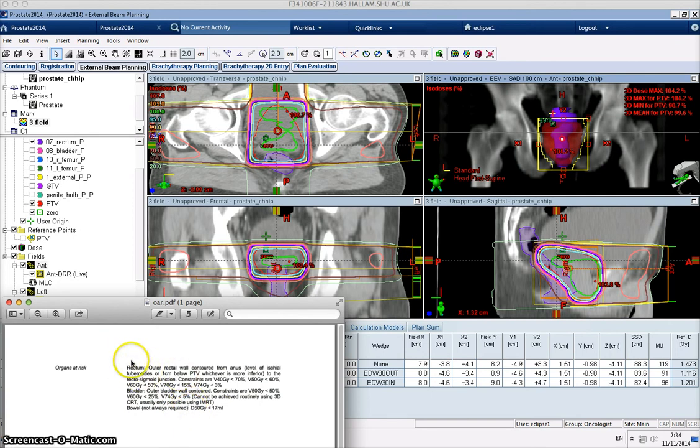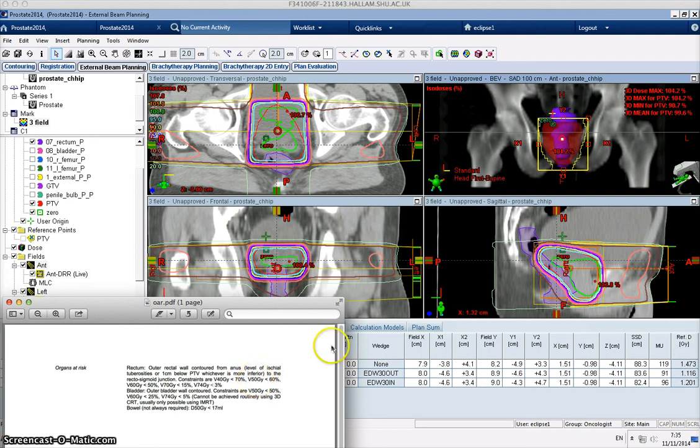Quite importantly, I think this is a really nicely written protocol. It tells us what we need to contour in terms of what the rectum is, and then we've got these numbers here. So let's just refresh our memories about what these mean. V40 Gy less than 70% means that less than 70% of the rectum should receive 40 Gy or more. V50 less than 60 means less than 60% of the rectum should receive 50 Gy or more.